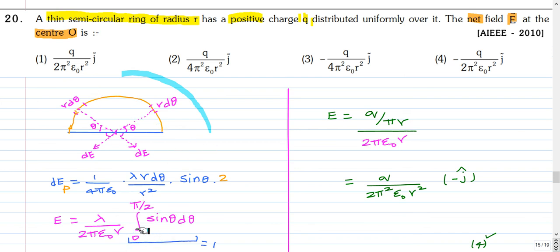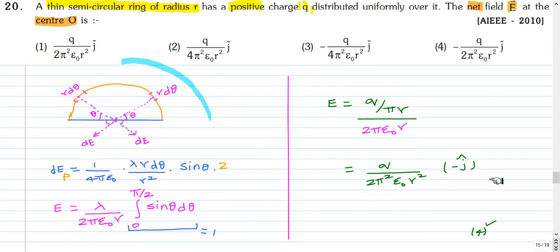So integrating this thing for theta of 0 to pi by 2, this is standard integration whose value is 1. We get the expression for electric field as this one, and the direction is vertically downwards, that is minus j cap. The correct option is option 4.